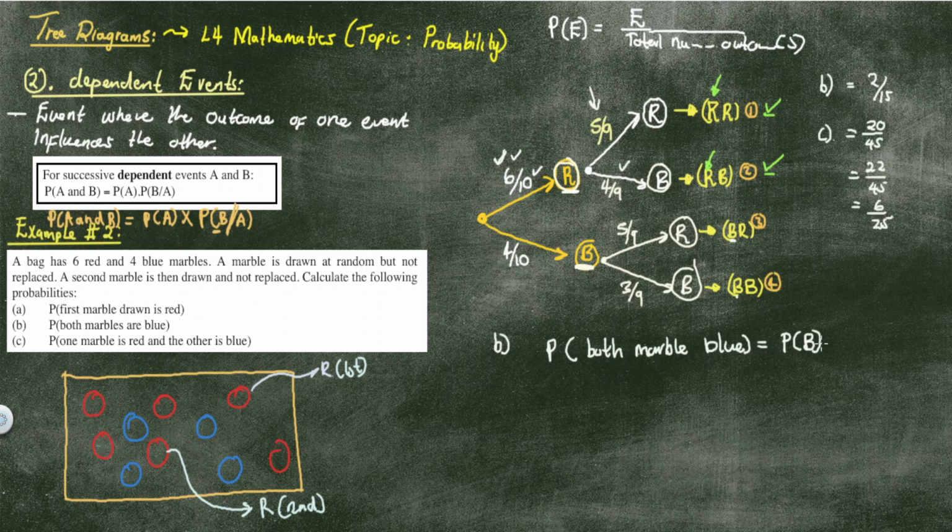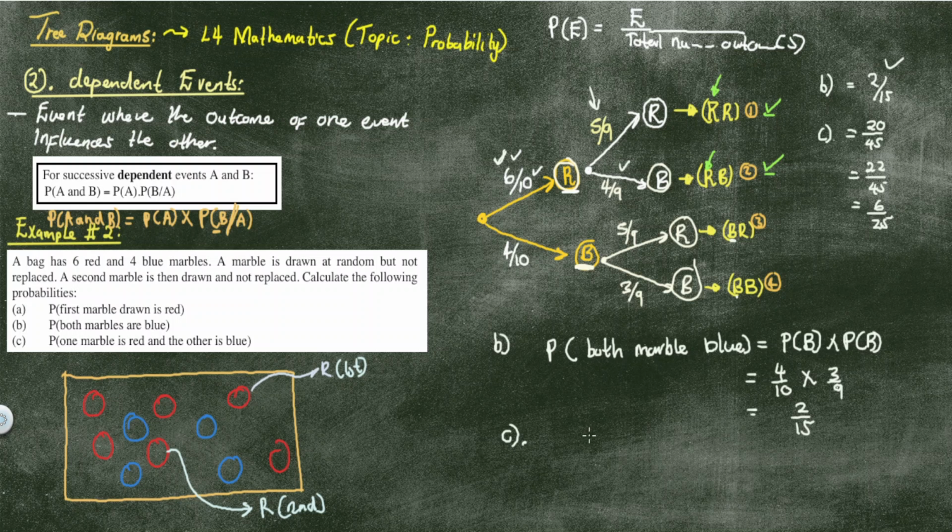So that is the probability of B multiplied by the probability of B. Right? Yes. So that's 4 over 10 multiplied by 3 over 9. It's 4 over 10 multiplied by 3 over 9. I'm getting 2 over 15 as well. So you're correct.